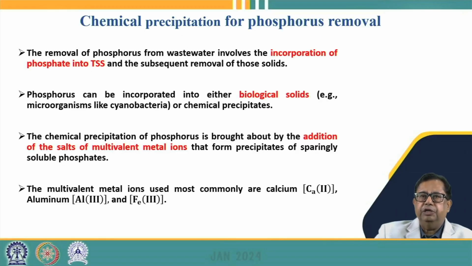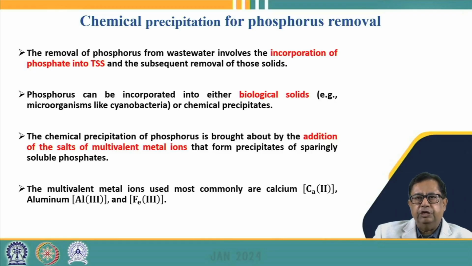So chemical precipitation can be used for phosphorus removal. Here we can see that the removal of phosphorus from the wastewater involves the incorporation of the phosphate, which is soluble in water, into the suspended solids, and later on these suspended solids can be removed.